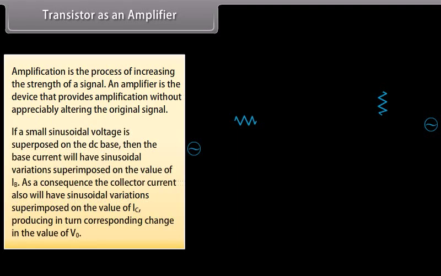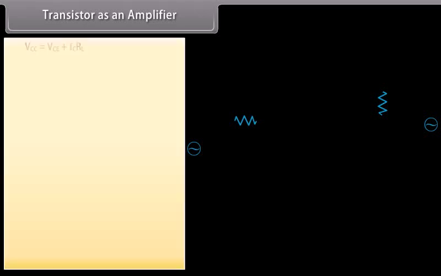If a small sinusoidal voltage is superposed on the DC base voltage, then the base current will have sinusoidal variations superimposed on the value of IB. As a consequence, the collector current also will have sinusoidal variations superimposed on the value of IC, producing in turn a corresponding change in the value of V naught. VCC is equal to VCE plus IC RL.